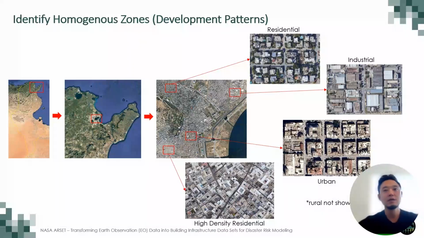Rural is not shown, but what we have here is the essentially detached residential development patterns, industrial development patterns occupied by those large warehouses again. The urban regions, these are typically mid-rise buildings found in the city center. And then on the outskirts, you have these really dense, high-density residential development patterns, which are occupied by some of these more older, vulnerable structures, which we'll go into later.